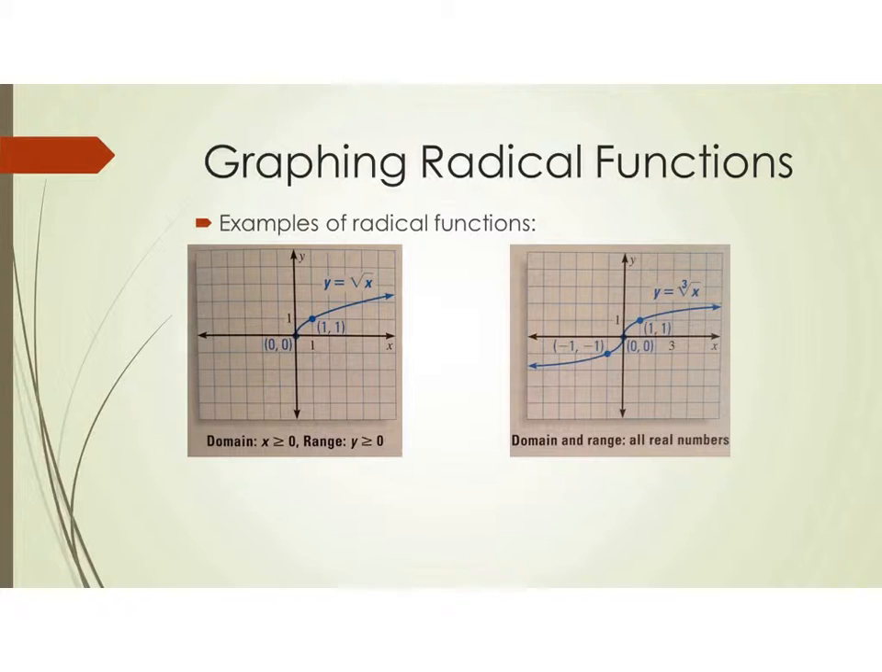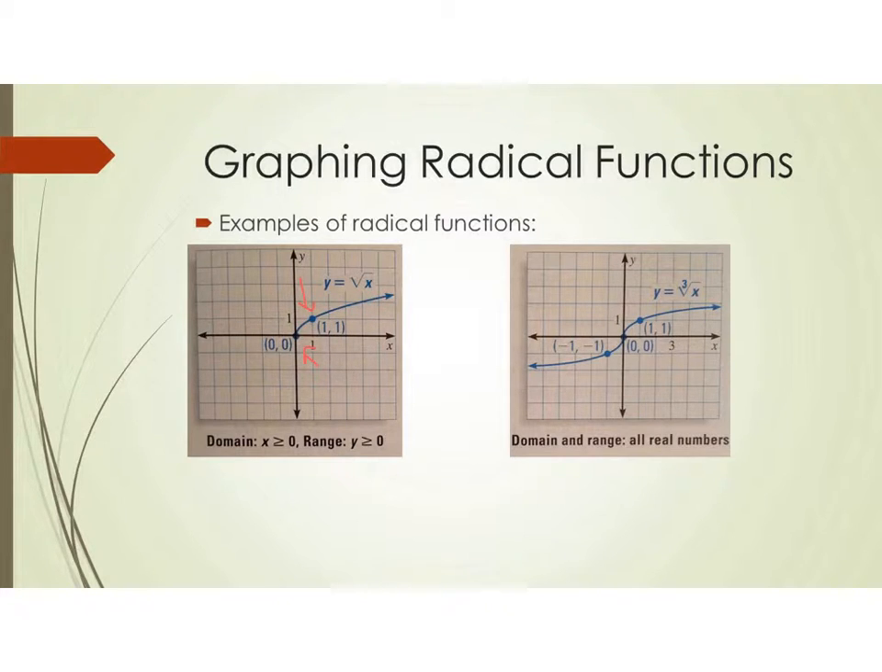Now, one way to graph these would be to completely make a table and then plot your points and sketch it in. But if you know these key points, then you can just plot them and draw in the rest of the curve. So for a square root, the key points are the ones that are drawn in here. The square root of 0 is 0, the square root of 1 is 1. So those two are key points. If I plot those, I can just draw in the rest of the curve.